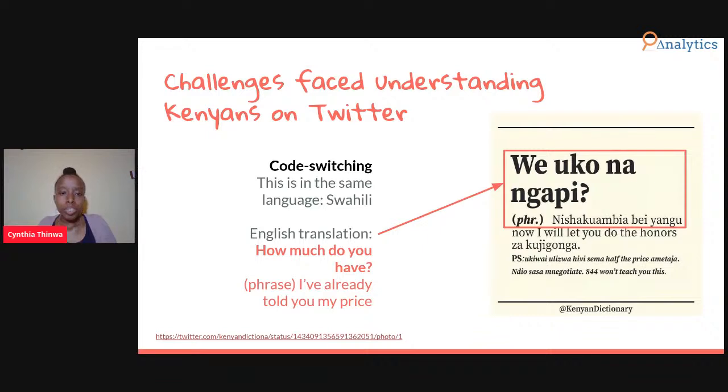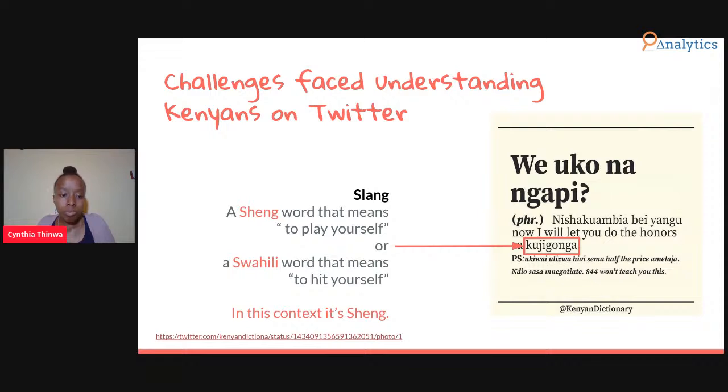And just to bring the point home, if we look at a sample tweet from Twitter, from a satirical account called Kenyan Dictionary, we will find a number of challenges also brought about by context. So the first problem we find is this code switching in the same language. You'll find there's use of slang. And for example, this word can be used in a Sheng way or Swahili way, but in this context, it's used in a Sheng way.